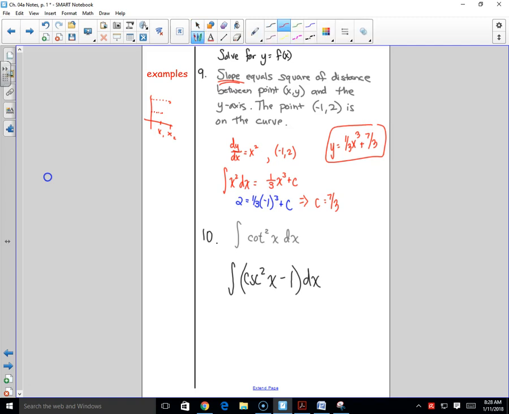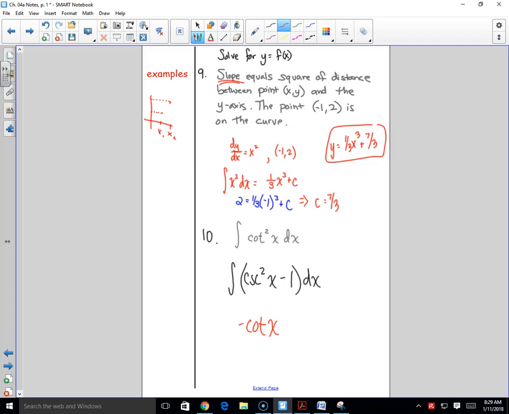For those of you that aren't quite sure why we're doing this, why was it so helpful to change cotangent squared to cosecant squared minus 1? Because we have to look up what the integral of cosecant squared is. Negative cotangent x. Because cotangent's derivative is cosecant squared, but with a negative, so I put it in the derivative.